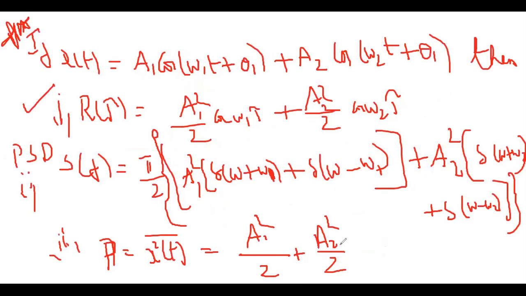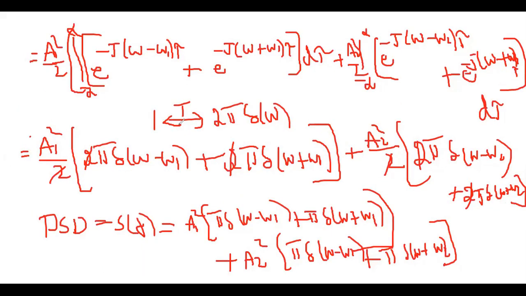What is my difference? a1 square by 2 and a2 square by 2. Like that we get the function with 1. Already the 2 and 2 get cancelled, giving pi into something. Okay. Any doubts? This is the completion of the fourth.